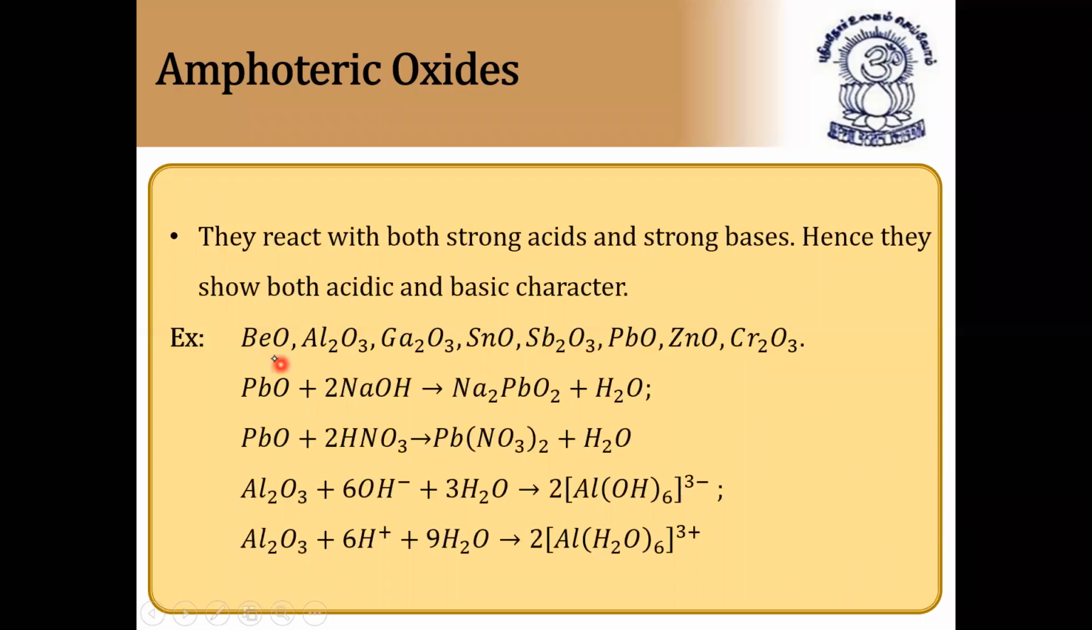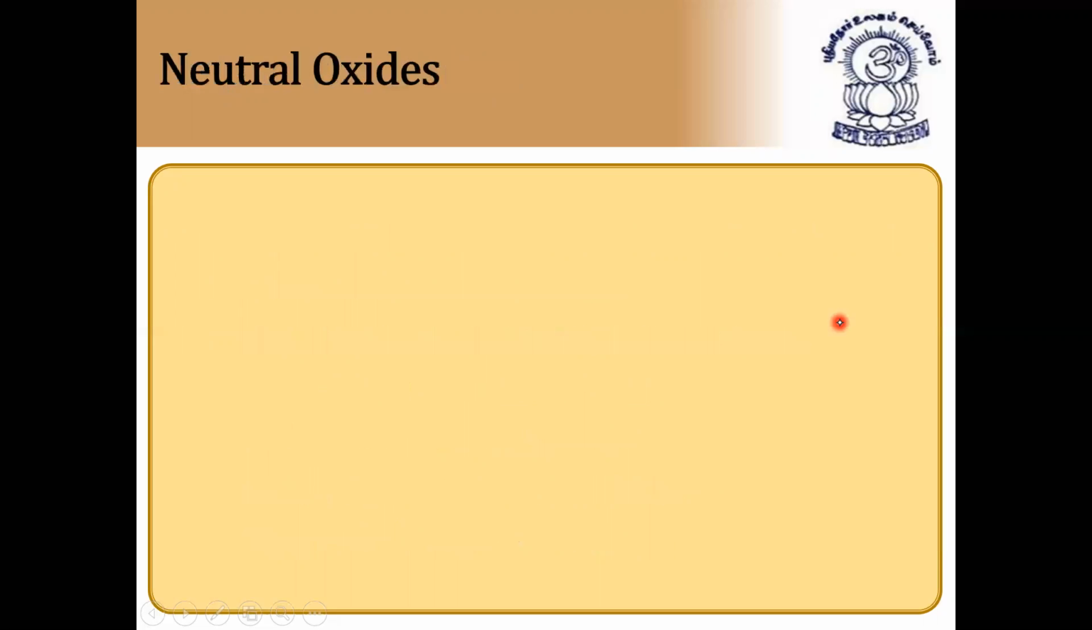Apart from that, some metallic oxides are also called amphoteric because they combine with both acids and bases and form compounds. Aluminum oxide forms aluminum hydroxide, and aluminum oxide also forms a complex with water. Lead oxide forms lead nitrate plus water. Lead oxide with sodium hydroxide forms Na2PbO2. So this is base and this is acid. I hope it is clear. With H plus, it is called acid. With OH minus, it is called base. So these oxides combine with acid as well as base and form compounds. That's why they are called amphoteric oxides.